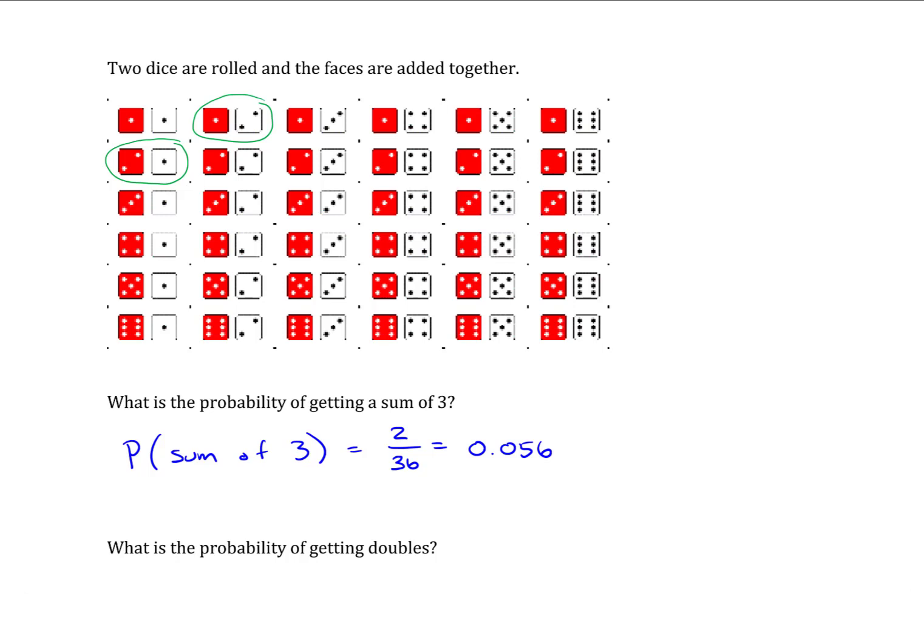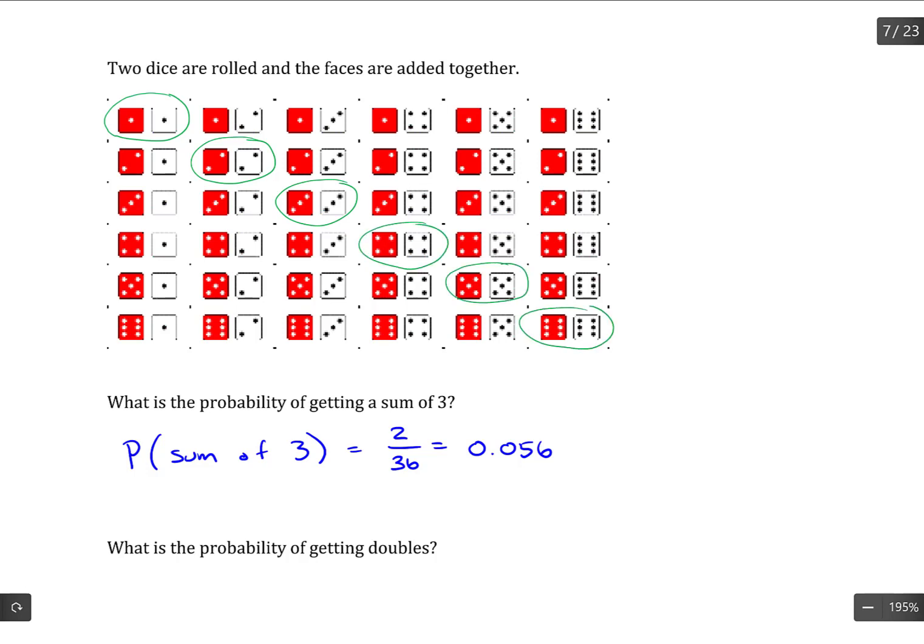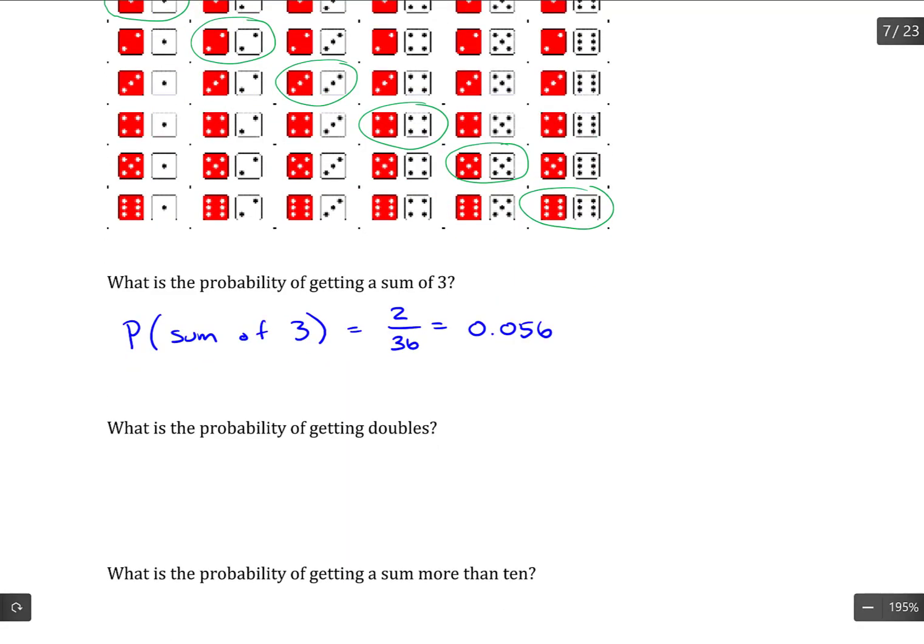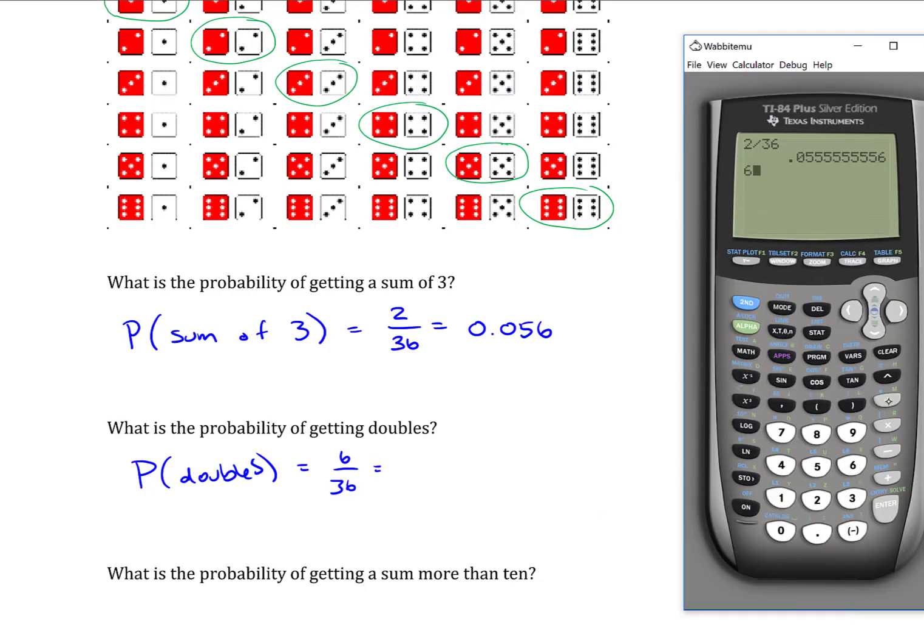What is the probability of getting doubles? Well, the probability of getting doubles, we just need to dig through and find all the doubles. So 1 and 1 would be a double, 2 and 2, 3 and 3, and I think you can see a pattern that these doubles are all along this diagonal, and there's a total of 6 that we've listed there. So probability of doubles would be 6 over 36, and if we change that into a decimal, that's 0.167.